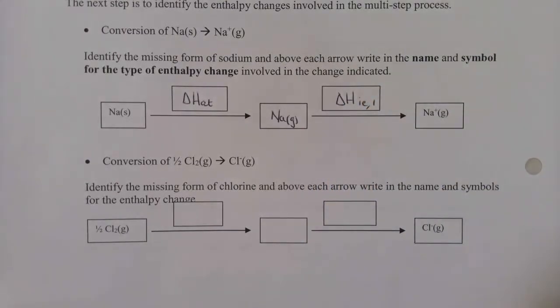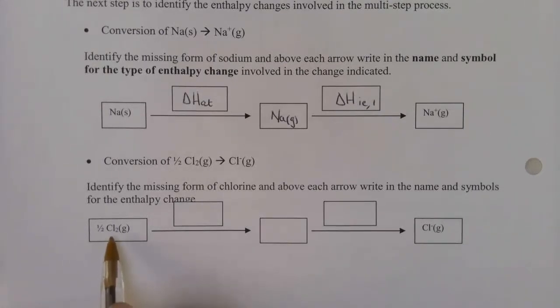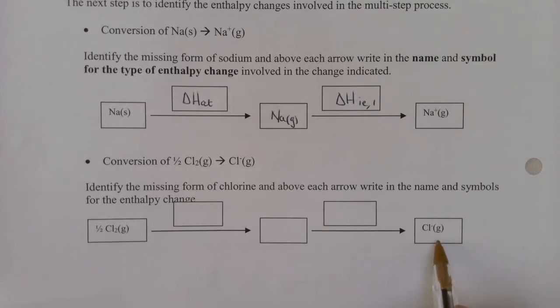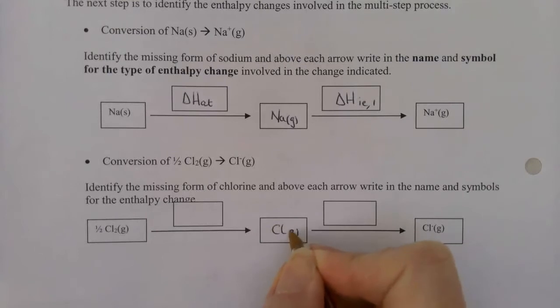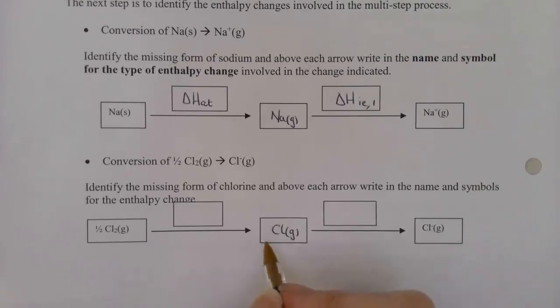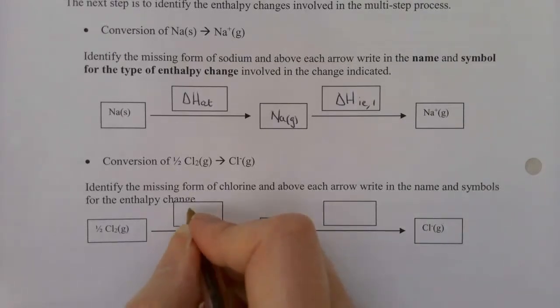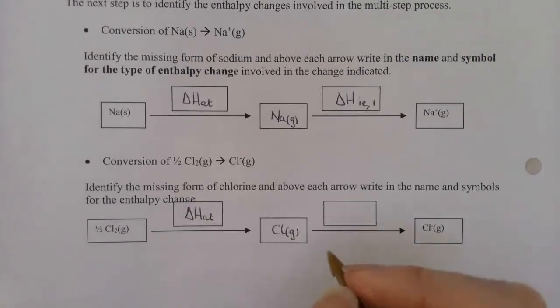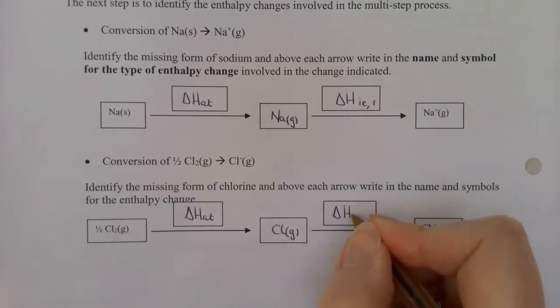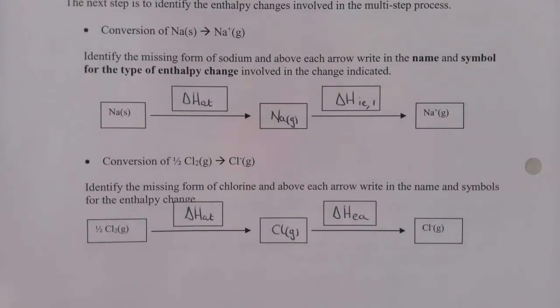So I've got my delta H atomization followed by my delta H ionization, and that is 1 because I'm doing the first ionization. Now for the chlorine, I want to turn half a chlorine molecule into a chloride gaseous ion. Again, I need to turn that chlorine into a gaseous atom before I can do the electron affinity, because if you look back at the definition of the electron affinity, the atoms must be in the gaseous phase before I can do that step. So again, I need to do a delta H atomization on my chlorine first before I can do my electron affinity.